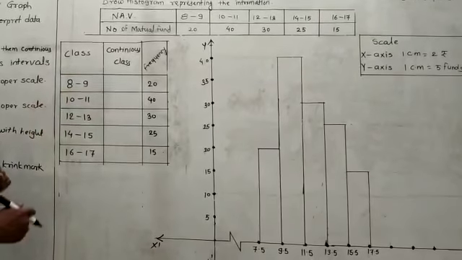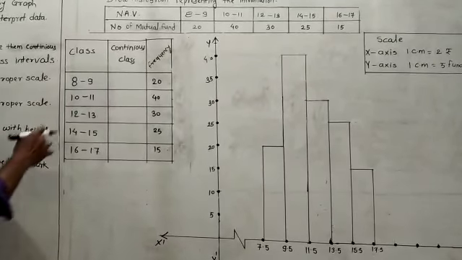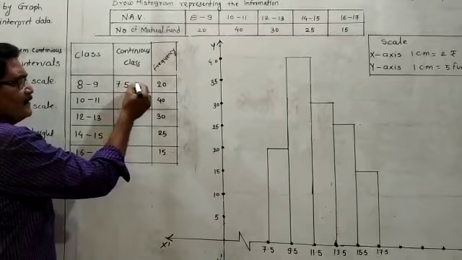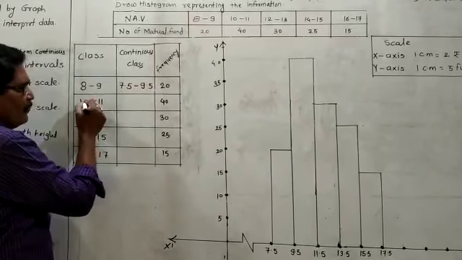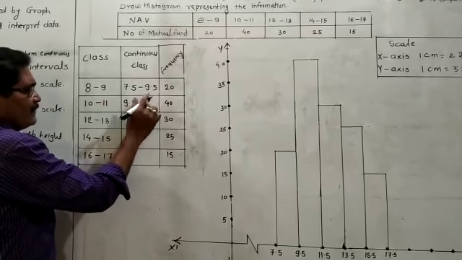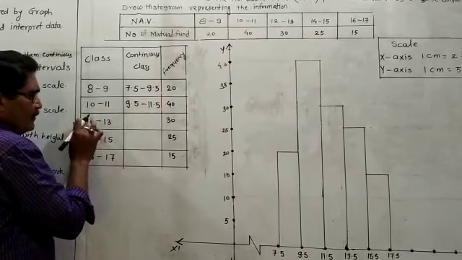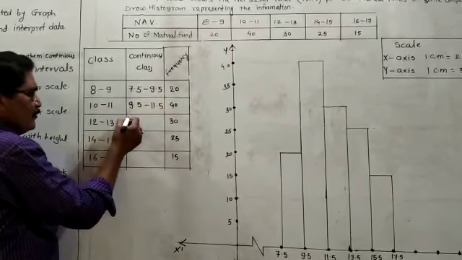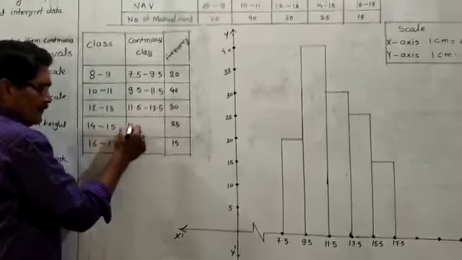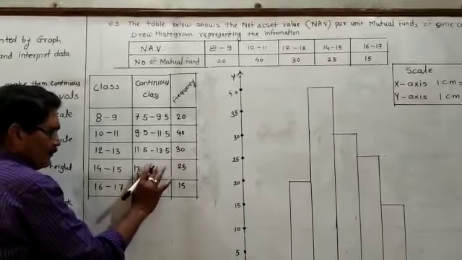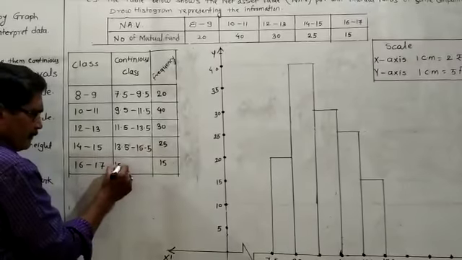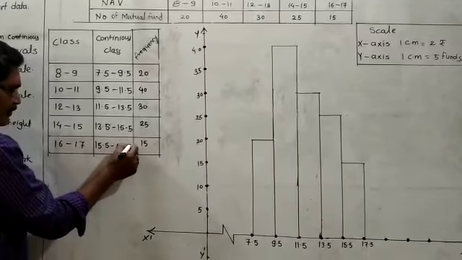to add 0.5. If you do like this, 8 minus 0.5 is 7.5, and in the upper limit you add 0.5, this will come 9.5. From the lower limit you subtract 0.5, this becomes 9.5, and in the upper limit you add 0.5, means 11.5. Then 11.5 to 13.5. Again this will come 13.5 to 15.5, and this will come 15.5 to 17.5.